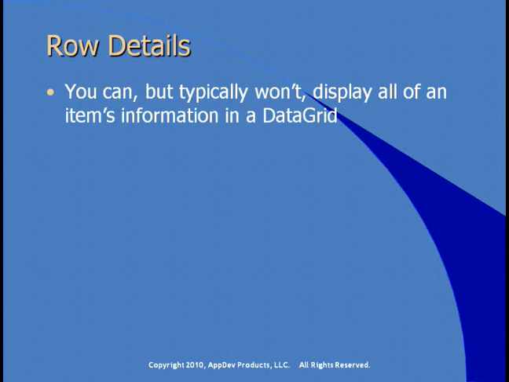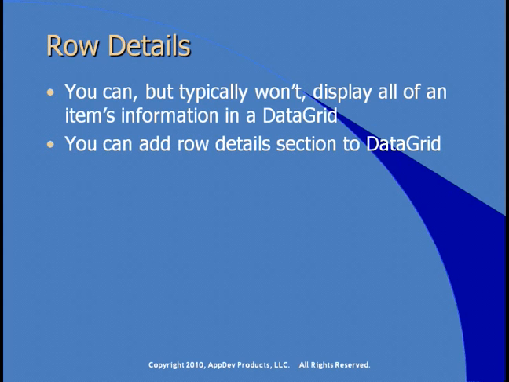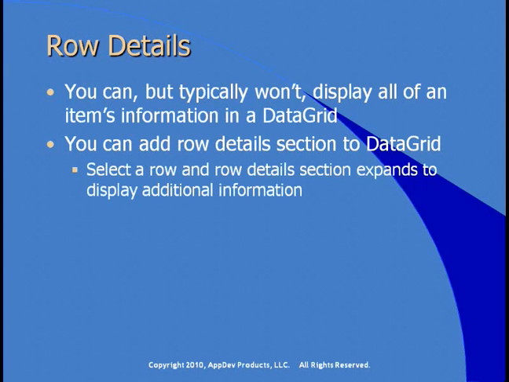So you've just seen that you can display all of an item's information in a data grid. So our first example was a data grid that displayed all of the information for a customer. You can do that, but you typically won't. You saw one way around that, which is to have a grid with text boxes below the data grid. Another way is to use a row details section in the data grid. And the way a row details section works is that you select a row, and then the row details section expands to display additional information. So it basically works like an expander control, where it has a collapsible region of content.